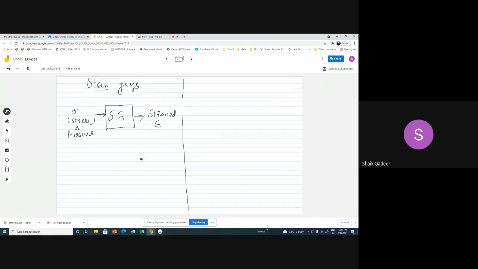Is it clear? Yes, sir. So before proceeding further, let us see some key terms related to this topic. First, stress is defined as force per unit area. Quickly write down with me. Force per unit area.